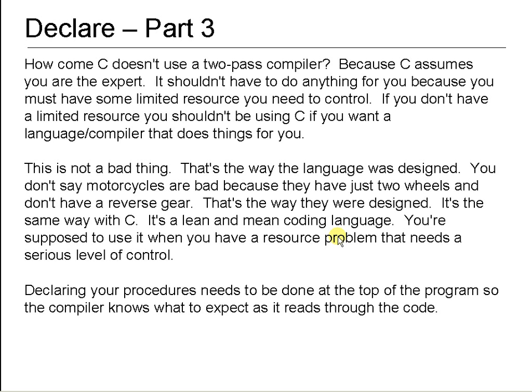You don't say motorcycles are bad because they have just two wheels and don't have a reverse gear. That's the way we're designed. It's the same way with C. It's a lean, mean coding machine. You're supposed to use it when you have a resource problem that needs a serious level of control.